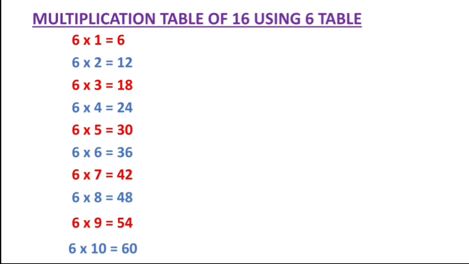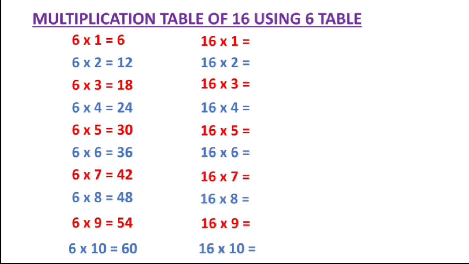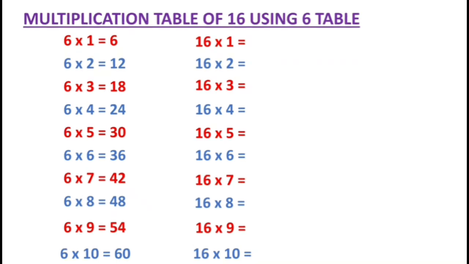Now we will write 16. 16 ones, 16 twos, like that we will write till 16 tens. Now we have written it. Now what should I write in the product? We should write the ones place of the 6 table. In the 6 table, whatever product we have got, we will write the ones place of it. So in 16 ones, 6 is in the ones place. 6 twos are 12, 2 is in the ones place, 8, 4, 0, 6, 2, 8, 4, 0. These are the numbers in the ones place.